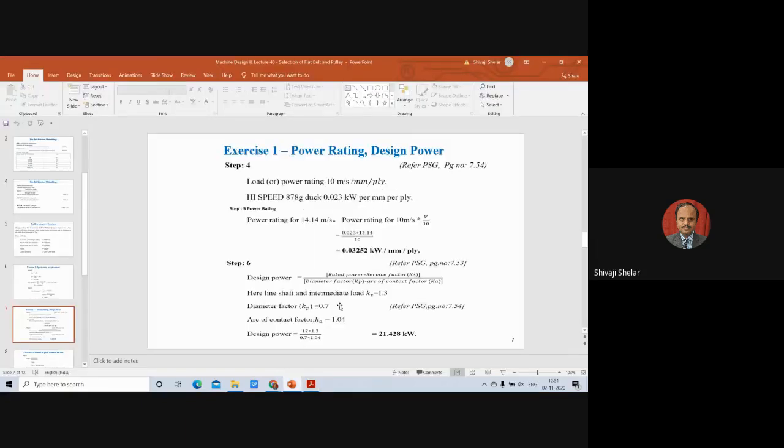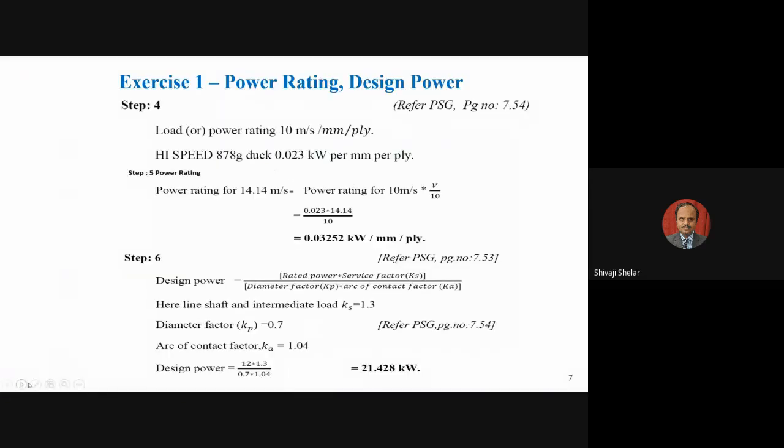So we have now selected the service factor as 1.3. Then the arc of contact factor Ka, based on our angle of contact 168. The nearest value is 170, so Ka is equal to 1.04. Then this Kp value we have selected from the previous slide.